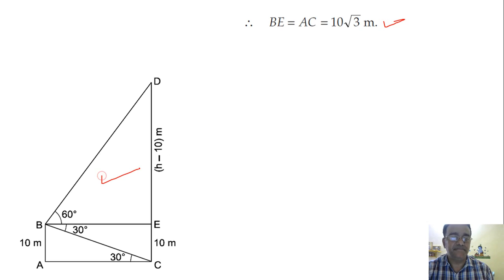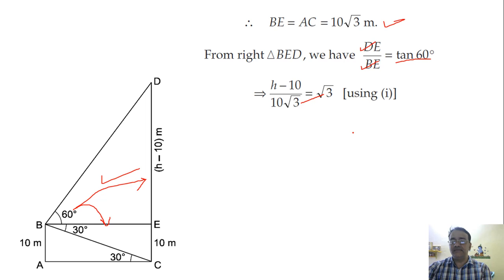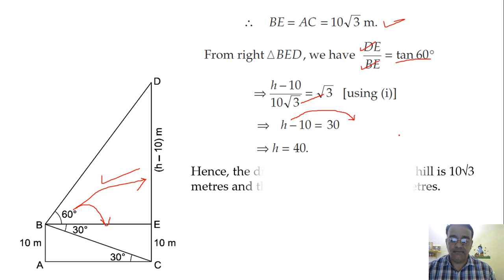Now we'll take this triangle, the last one, BED. So cot 60 degree is equal to adjacent upon opposite, that is BE upon DE. And if you are taking tan 60 degree, opposite upon adjacent, that is DE upon BE. So what is tan 60 degree? √3. And DE is h minus 10 and this is 10√3. So again 10√3 into √3 will become 10 into 3, that is 30. And if you shift minus 10 to this side, it will become plus 10. So final answer, h is equal to 40 meter.